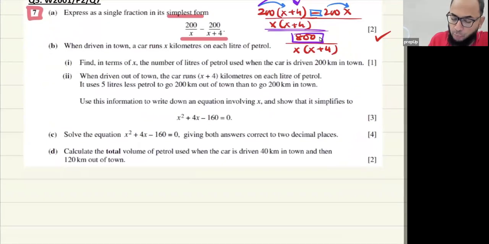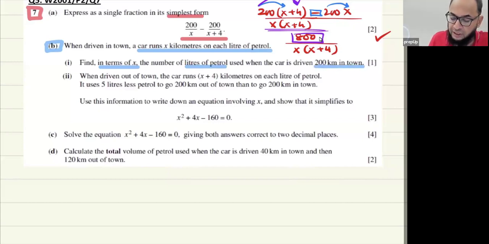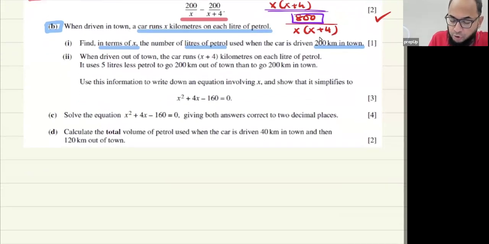Now it says, when driven in town, a car runs x kilometers on each liter of petrol. Now this is not the same distance-time. This is slightly different. It runs x kilometers on each liter of petrol. Part A, find in terms of x the number of liters of petrol used when the car is driven 200 kilometers in town.